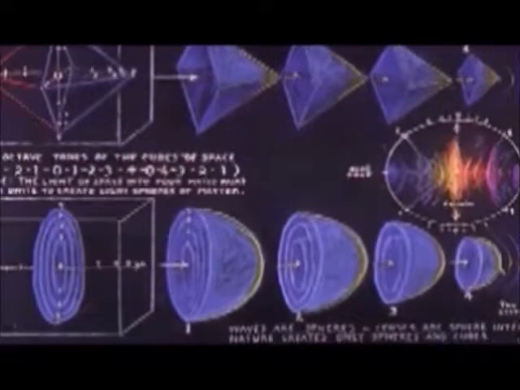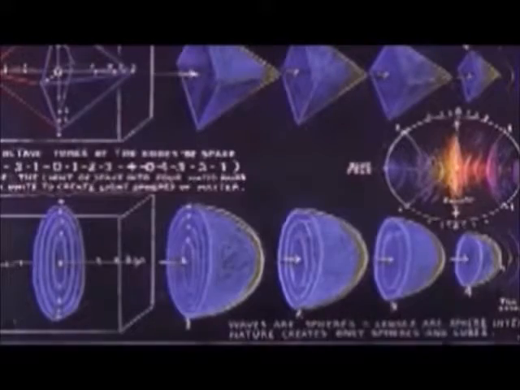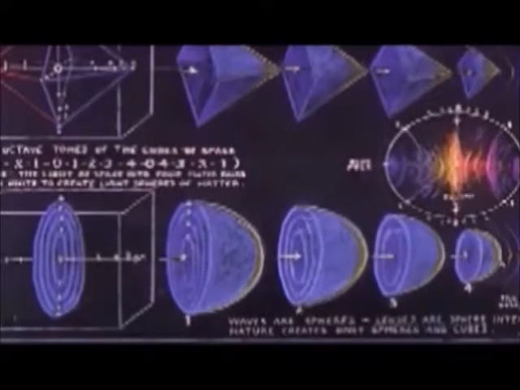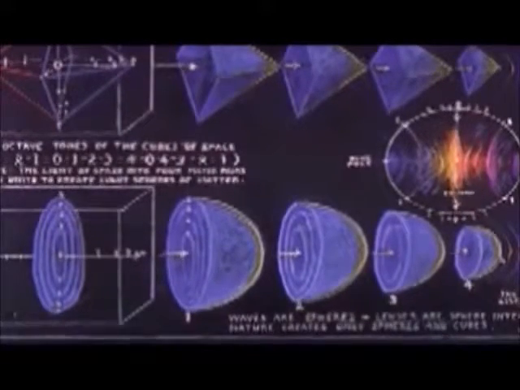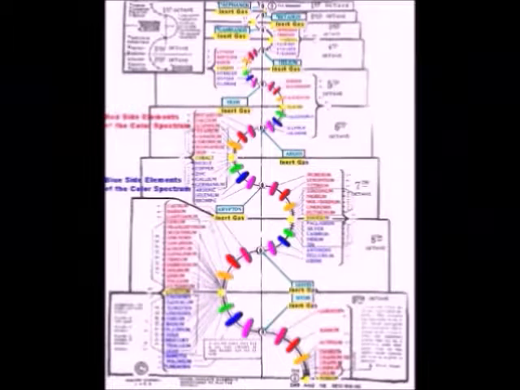Lithium, beryllium, boron, carbon, nitrogen, oxygen, fluorine, one series of elements after another. But to me, they were always 1, 2, 3, 4, 0, 4, 3, 2, 1, 0 in everything, whether that was the octave spectrum of color or the octave on the piano.